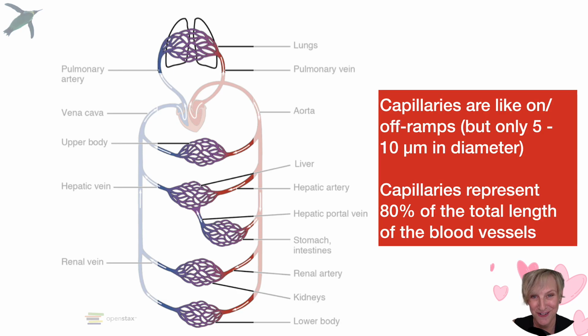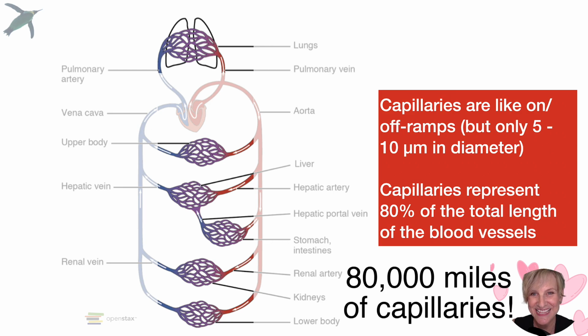Now here, the on and off ramps are very, very small, 5 to 10 microns, but they represent 80% of the total vessel length, right? So 80,000 miles are capillaries. So they're a big deal.